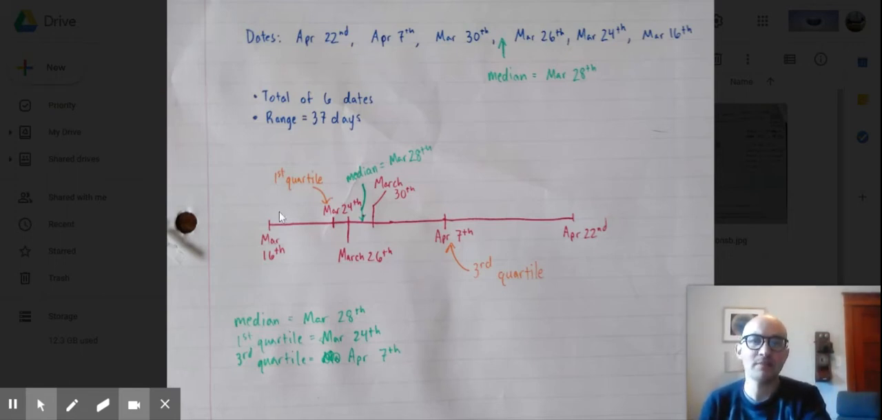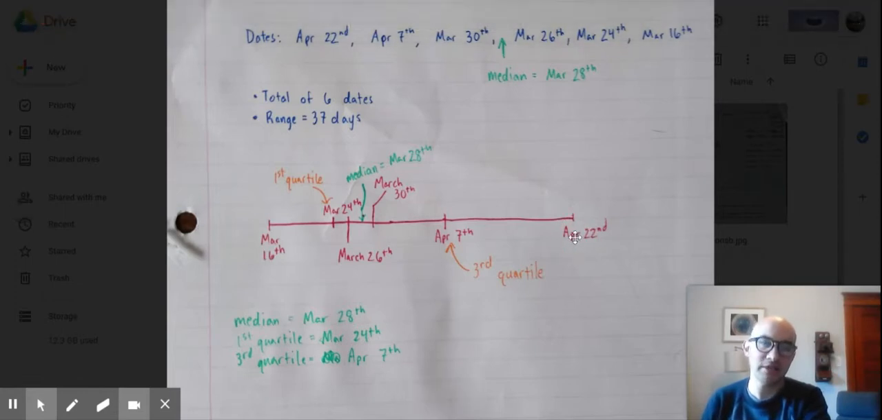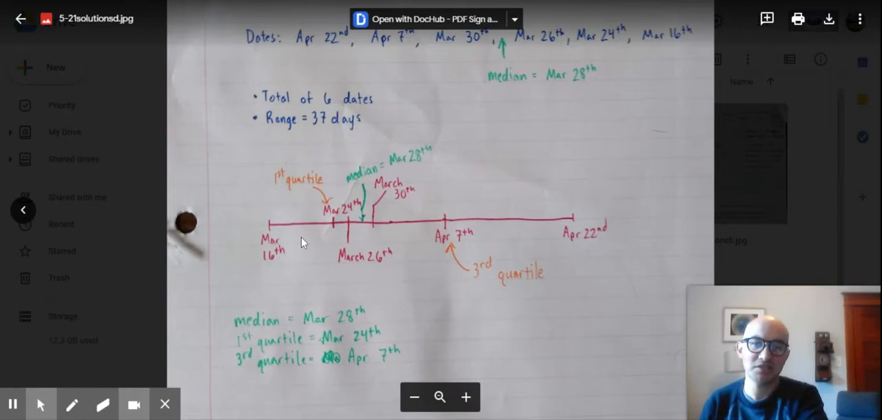When I go to create a timeline, always remember that a timeline starts on the left. It's kind of like a number line. On the left-hand side, you have your lowest values. On the right-hand side, you have your highest values. So when we're looking at dates, we go from the oldest on the left to the most recent on the right. And so the oldest would be March 16th.